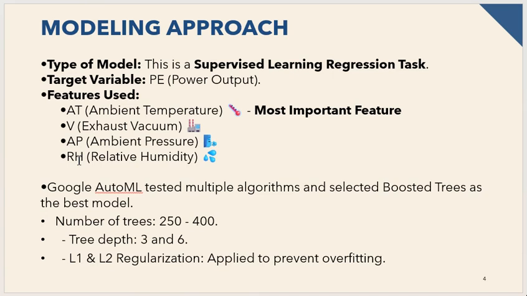Since Google AutoML has the capability of running multiple regressive cycles and applying the most optimum algorithm, in this case it selected boosted trees as the best model for the data set. The number of trees that it spun was like 250 to 400 based on the model, for the two models that we used, and the tree depth is 3 and 6, with lasso and ridge regularization that it automatically applied to avoid overfitting.